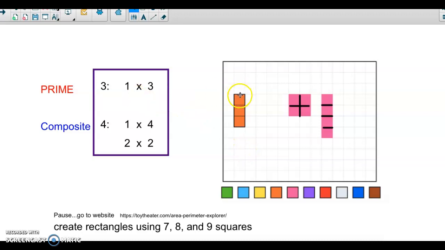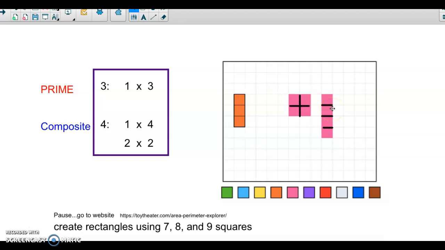When I take 3 tiles, the only rectangle I can make is 1 by 3. When I take 4 tiles, and you get them by just grabbing down here, I could make this right here. Remember, a square is a rectangle. Or I could make this. So that shows that 3 is prime. There's only one way to represent it. And 4 is composite because there's more than one way to represent it.